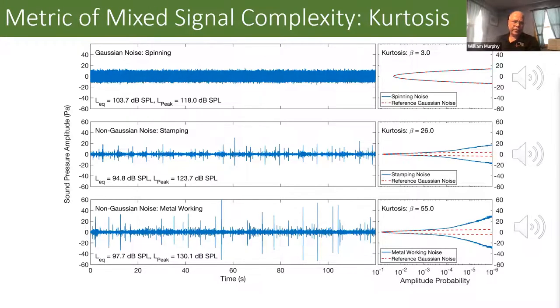You see here, there are three different types of noises. There's a Gaussian noise called spinning noise. And what you're listening to is that spinning noise. If you look at the portion that's highlighted, there is a dashed red line and a blue line. Go ahead and let that play.